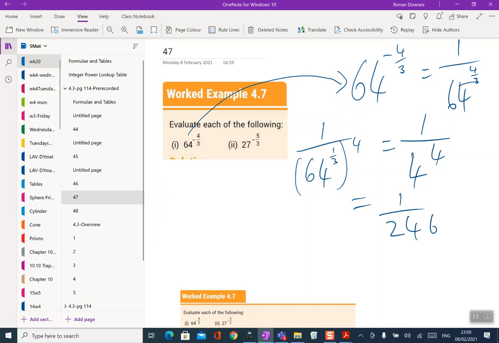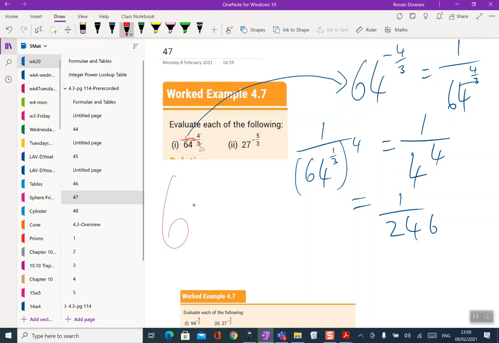But I've only done that one way. What would be doing it the other way? The other way would be dealing with the third first. Actually, in retrospect, it makes sense to deal with the negative first, and then the third, and then the four. So as you look at it, you deal with that first, then that, and then that.